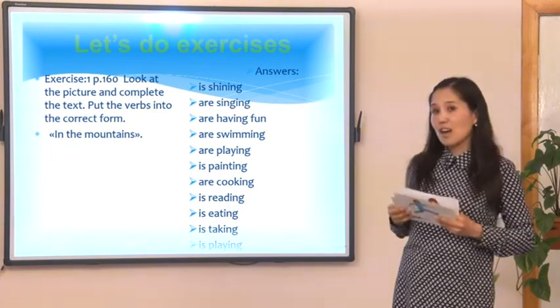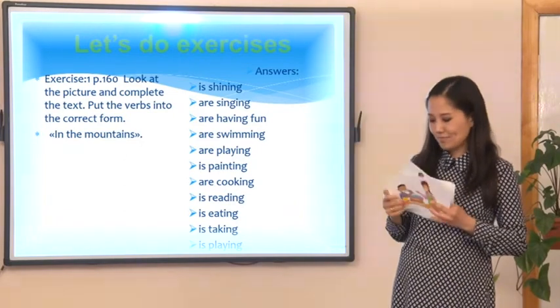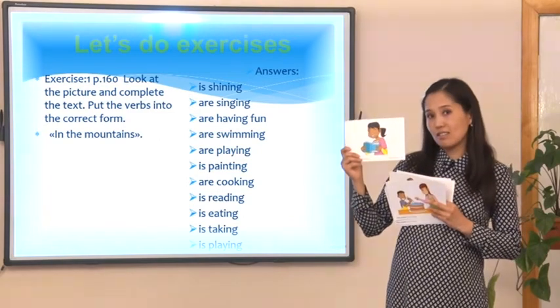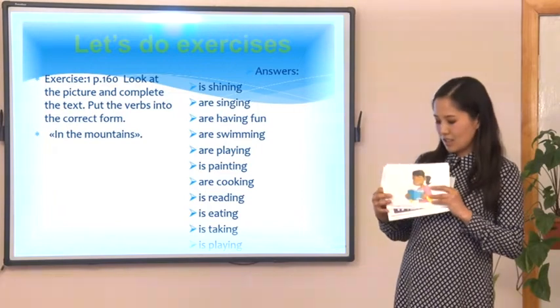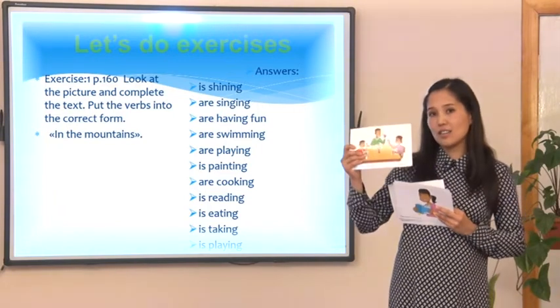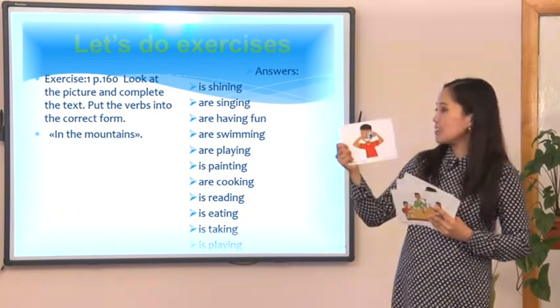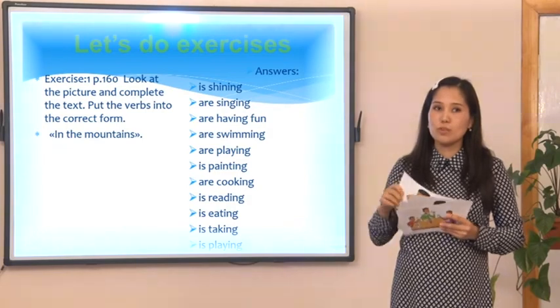Next, what are they doing? They are cooking. Do you like cooking? Next, they are or is reading in your book. Next is eating or are eating. And the next one is taking. We always use taking a photo, or make a photo.